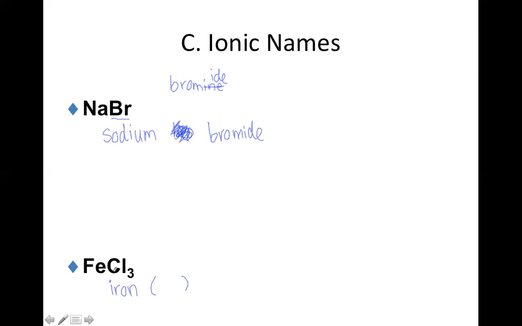And then jump right to the anion now. Cl, this is one type of atom. So we change the ending to ide. So instead of chlorine, it's going to be chloride.